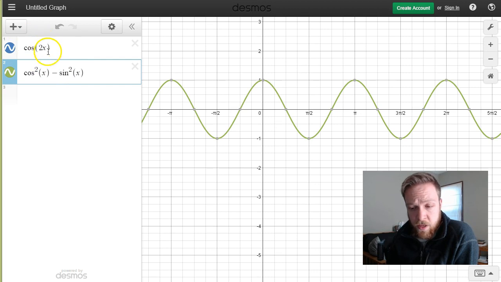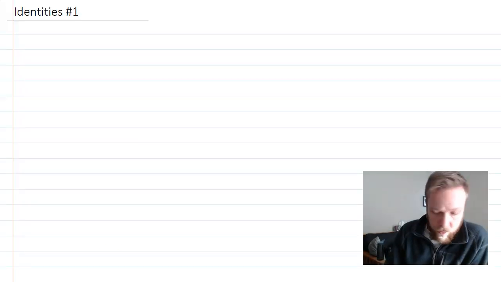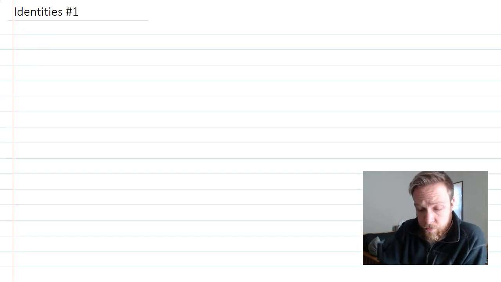Cosine of 2 times an angle is the same as cosine squared of the angle minus sine squared of the angle. And so there are a lot of times when this will pop up, and it's actually easier if you just rewrite it like that. So, without further ado, we are going to look at a few examples.